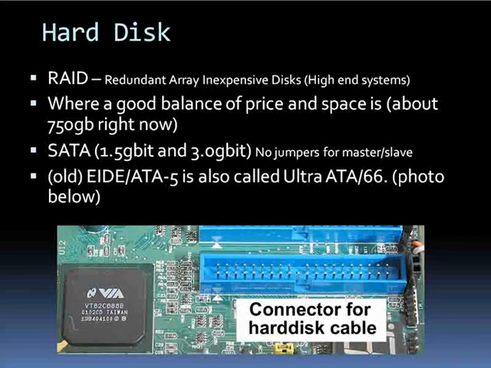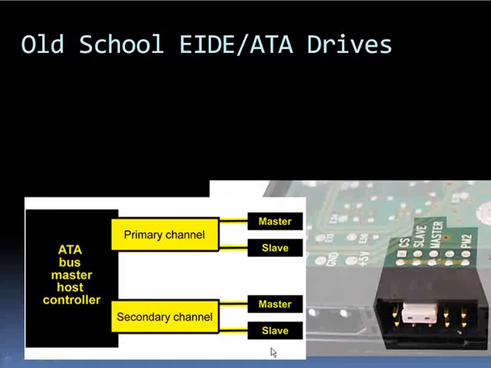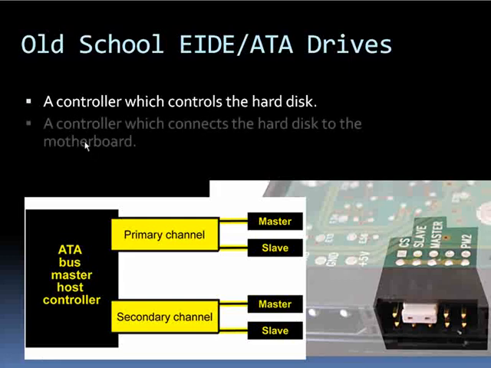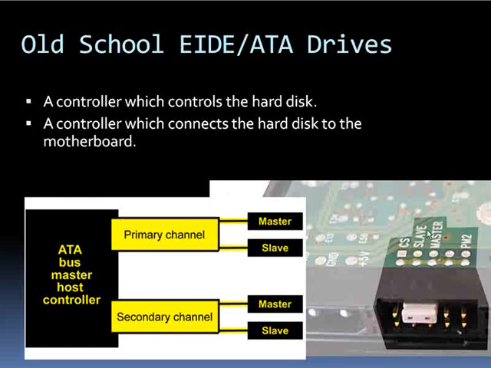The old IDE or ATA, it's also called Ultra ATA 66, and here's a photo of it you can see below. The old school IDE and ATA drives have a controller on the hard drive that connects the hard disk to the motherboard, and you can see right here you have to set one as either a master or one as a slave, because you can only have two on a particular channel. You have a primary channel with a master and a slave, then you usually have a secondary channel with the master and slave. You're limited to a maximum of 4 hard drives inside the computer.